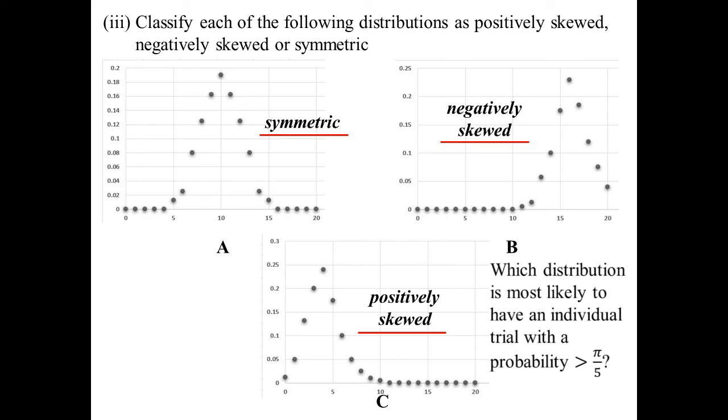Which distribution is most likely to have an individual trial with a probability of greater than whatever pi on 5 works out to be? So I guess the key here is pi on 5 greater than a half or is it less than a half? Okay, who's worked it out? Okay, so if the probability is greater than half, which one is it more likely to occur in? The negatively skewed one. Because look, here's the distribution. More of them are over here. So there's a greater chance we'd end up with a probability of pi on 5. What did pi on 5 work out to be, by the way?